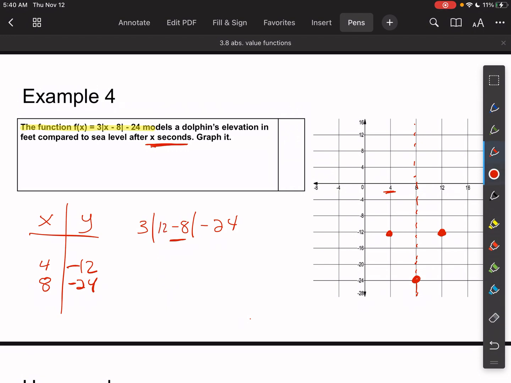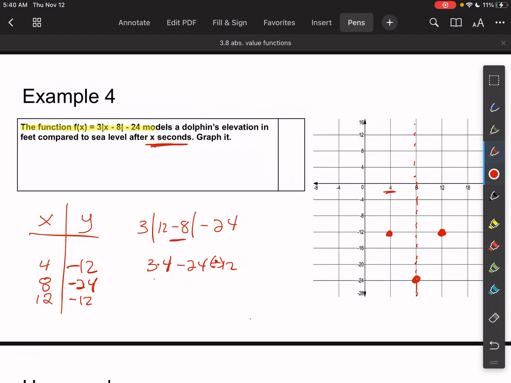We get 3 times the absolute value of 12 minus 8, which is 3 times 4 minus 24. Same pattern, right? So we get a 12. And it's going to be a negative 12 because it's 12 minus 24. So that negative sign is very important. Okay, so when I plug a 12 in, I also get negative 12. So that confirms that.